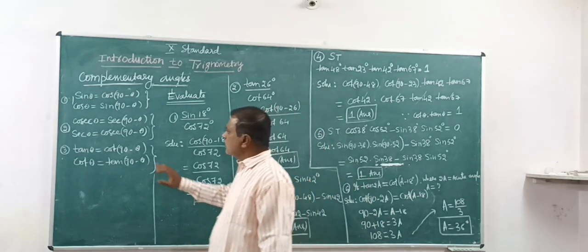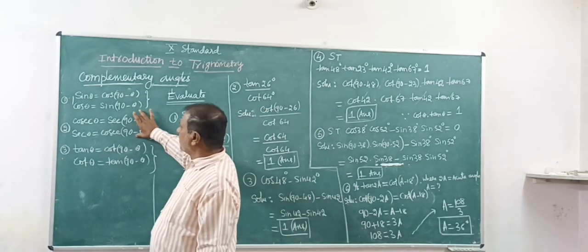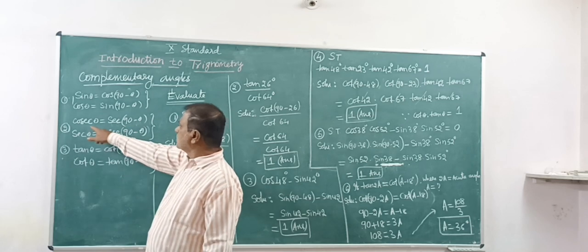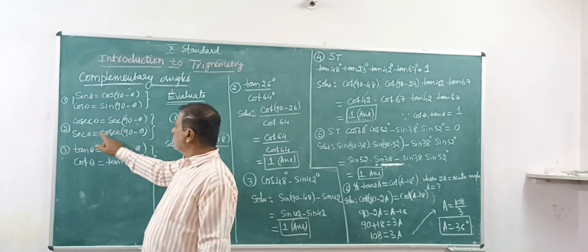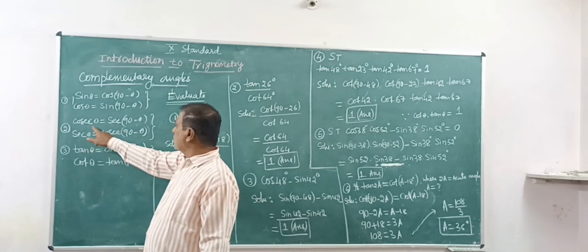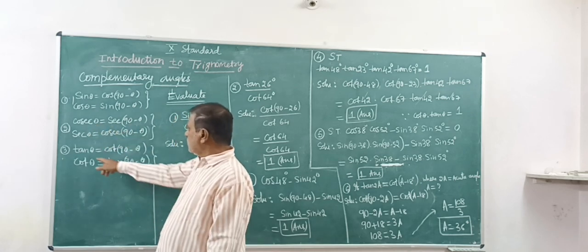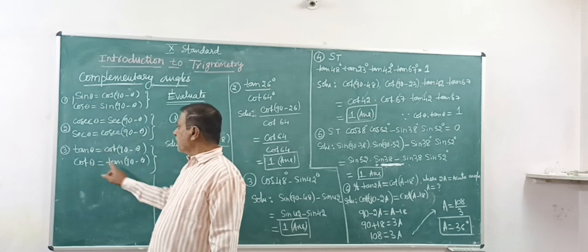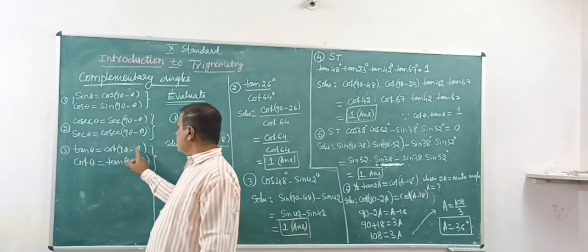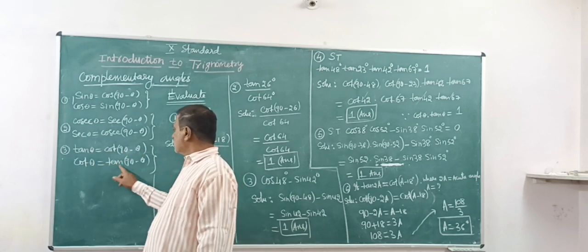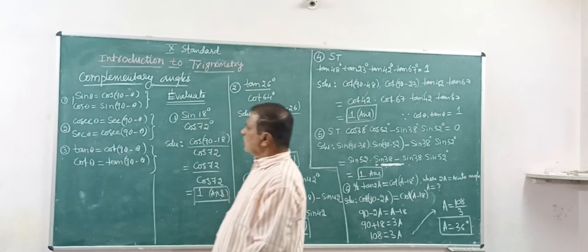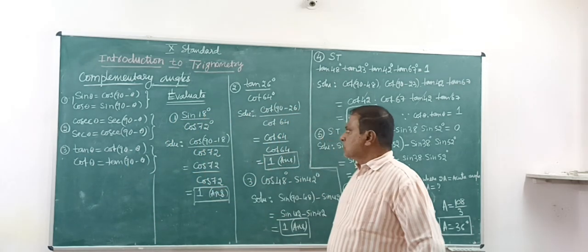The same case here, this is another set of complementary ratios, that is cosecant and secant. Secant and cosecant are complementary. And one more set, tan and cot are complementary. Tan theta is equal to cot of 90 minus theta, or cot theta equals tan of 90 minus theta. It is what you derived in the previous class.